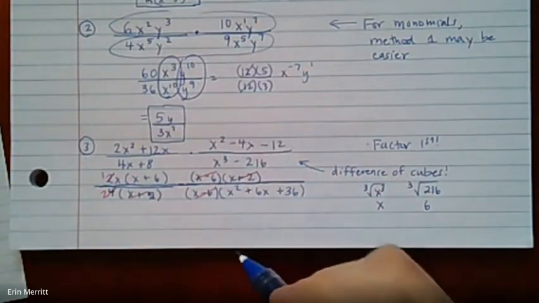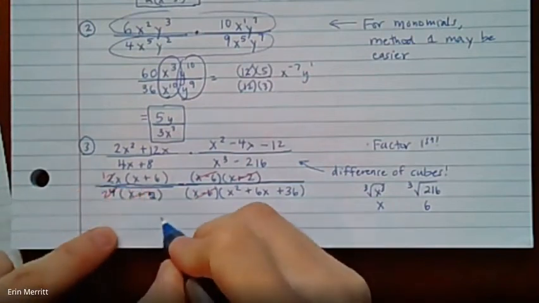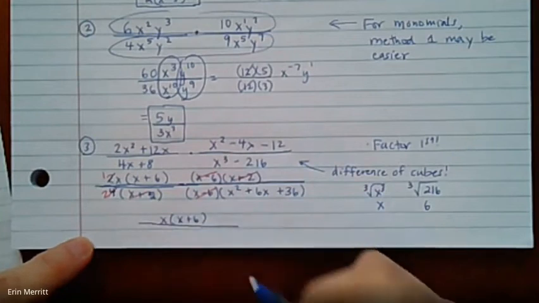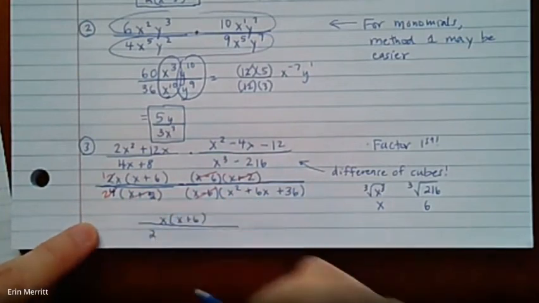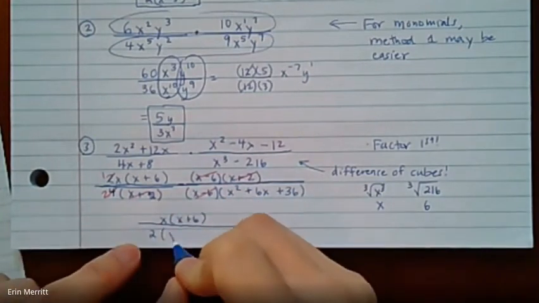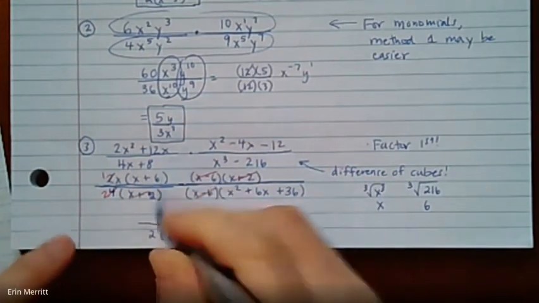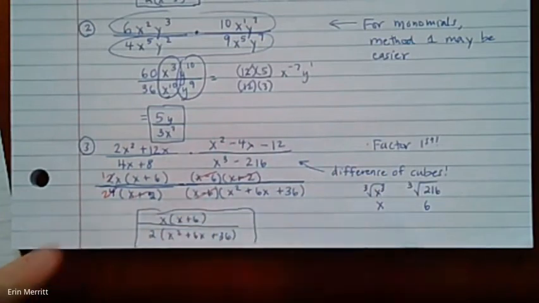So what we are left with on top is an x and an x plus 6. And then in the denominator, we've got the 2 from over here. And then that trinomial there, x squared plus 6x plus 36. There we go. All right. That is the last multiplying one.